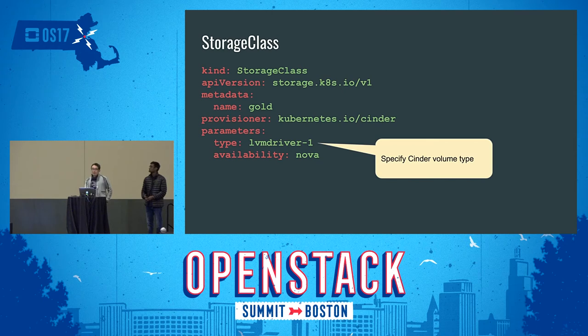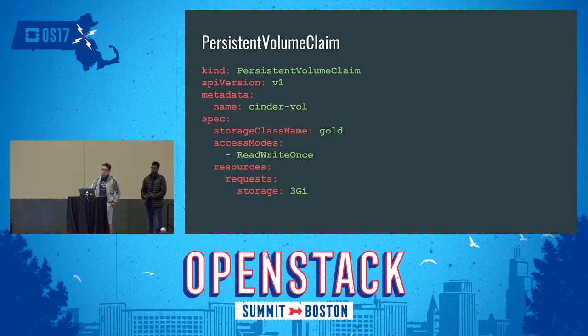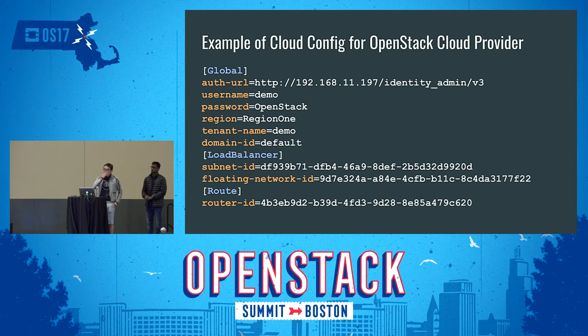This is an example of a storage class manifest. We can specify the Cinder volume type and availability zone as well. Once you define the storage class, you can use it in a persistent volume and persistent volume claim. This is a definition of a persistent volume claim. See the storage class name; this is defined by the storage class in the previous slide. To enable the cloud provider, Kubernetes requires a cloud config file. This config file includes information about authentication, which network is used by the load balancer, and which router is used by routing.